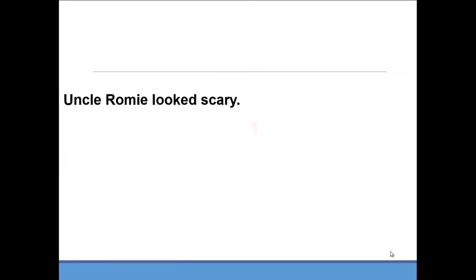Uncle Rumi looked scary. James liked him. Let's try to join the two sentences using the conjunction although. The subordinating conjunction although is used to connect two opposite ideas or two opposite things. Uncle Rumi looked scary. James liked him.